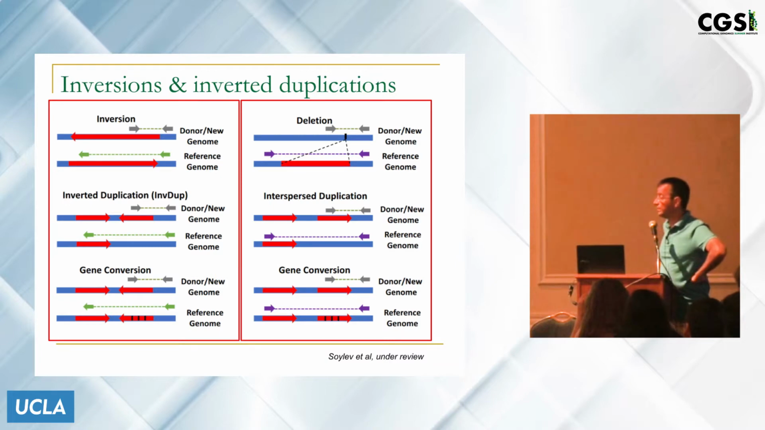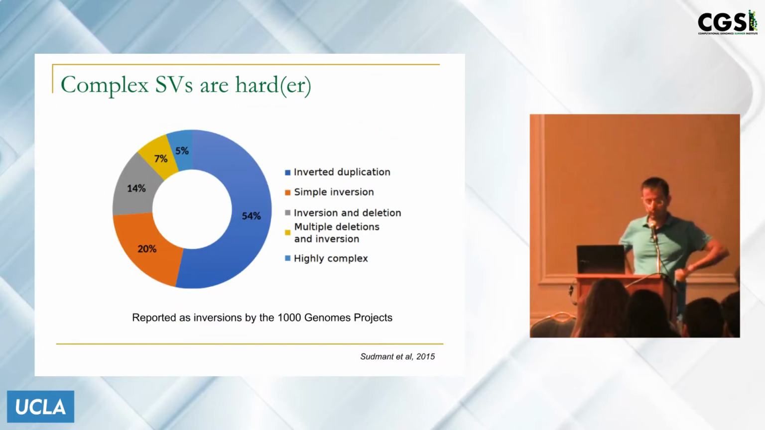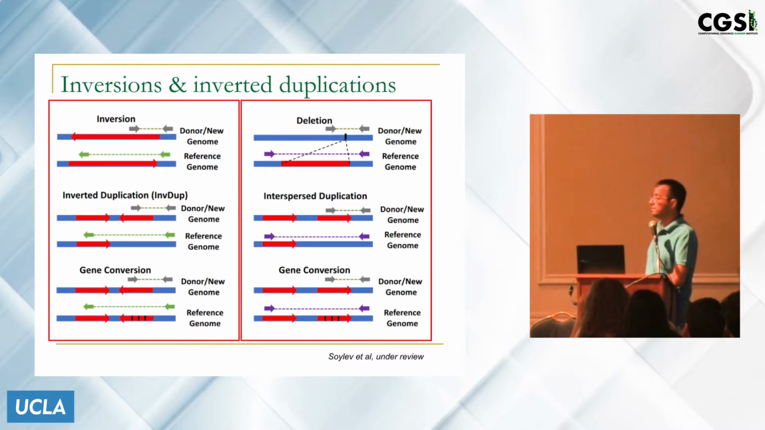Actually, the same story for deletions. Maybe we have a lot of false positive deletions in 1,000 genomes. So this is the same case. In this case, the duplication is not inverted. It's in direct orientation, but they are showing the same signature.